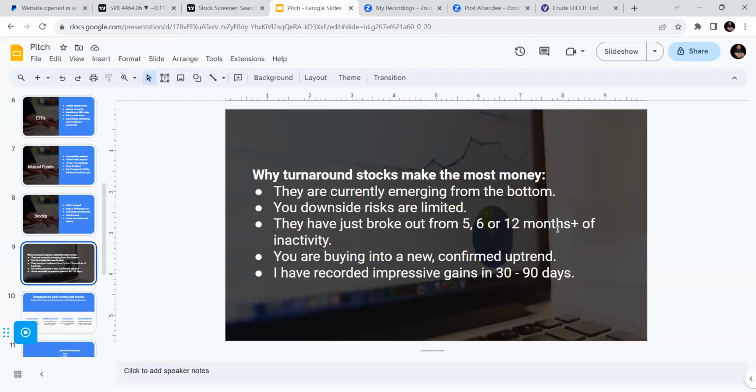So here, why do turnaround stocks make the most money? Let me share what I do to trade US stock. Now, I'm looking for stocks that are emerging from the bottom. Now, what are the kind of stocks?